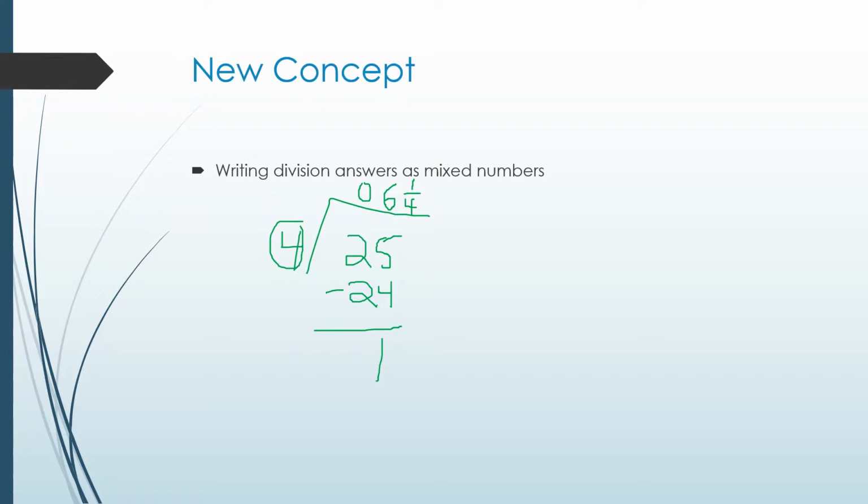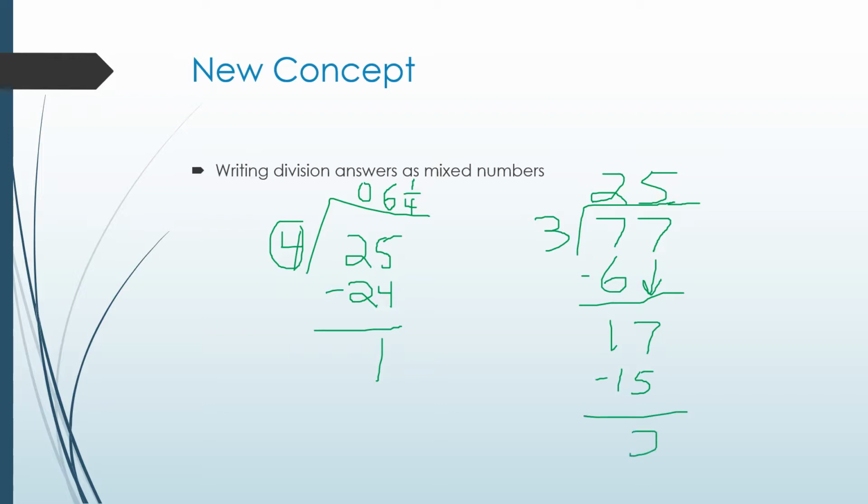Let's do a little bit longer one. We'll do 77. So 3 goes into 7 twice. We subtract. Now we've got 17. 3 goes into 17 5 times, which would be 15.